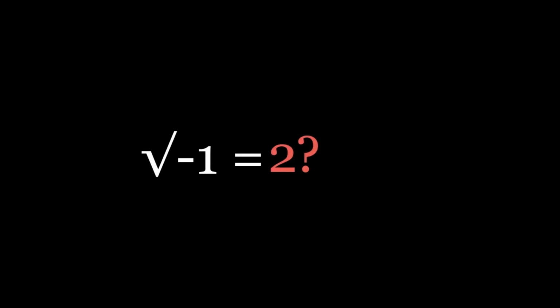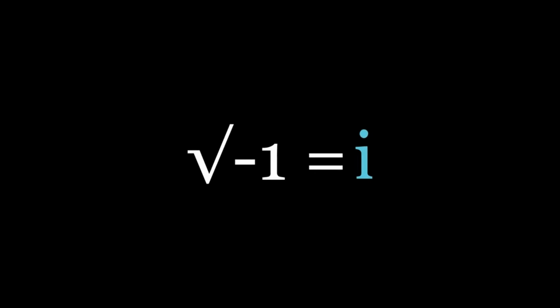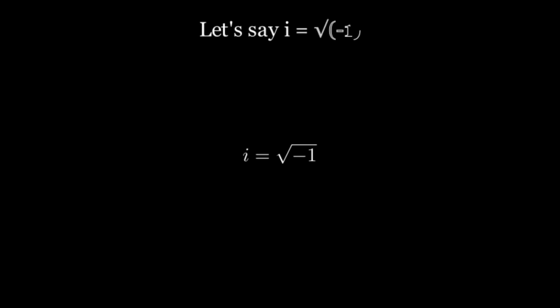What's the square root of -1 equal to? You might say 1, you might say 2, you might say quadrillion. But the answer is i. I'll explain how this works. Let's start with i. i is the square root of -1. That means i times i equals -1.